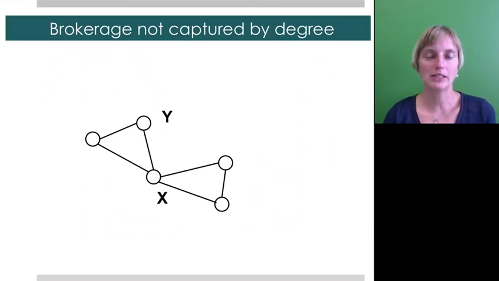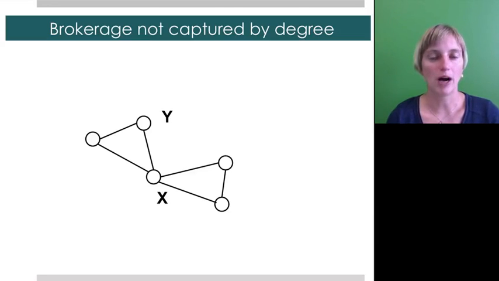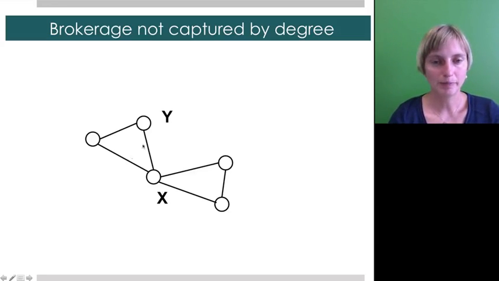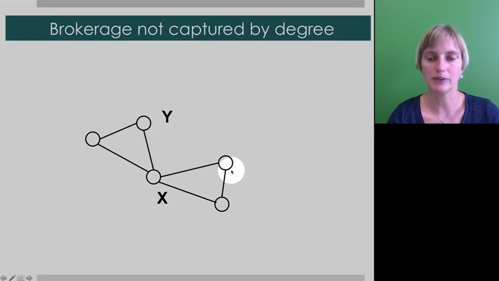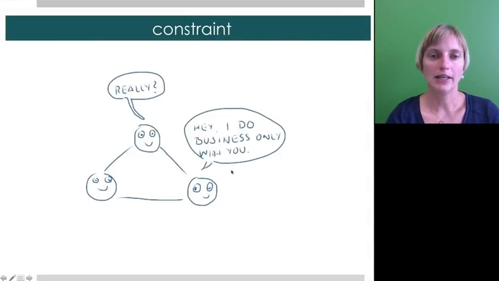So let's first talk about brokerage. This is where a node lies between other people. Here X plays more of a brokerage role than Y because these two nodes would have to go through X to talk to these two nodes. And there is a bunch of research into this.